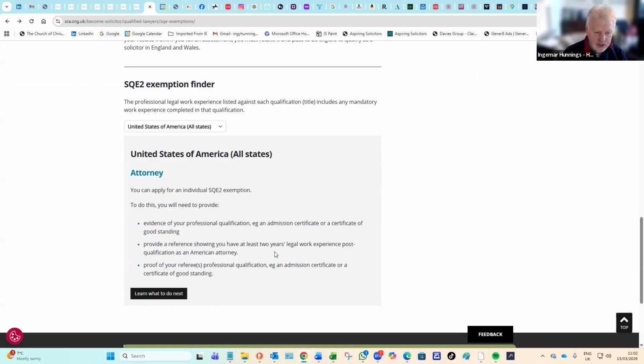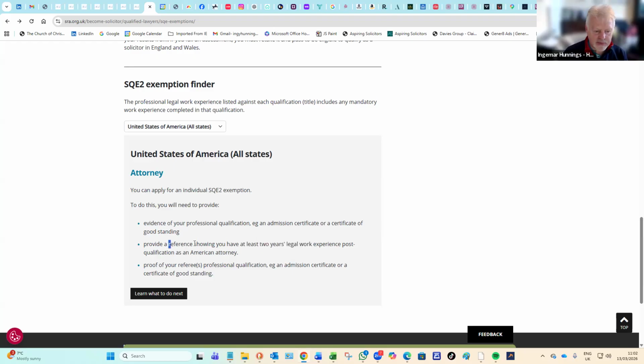Then you need to show them that you have at least 2 years legal work experience post-qualification as a US attorney. Okay. So this is done by way of a letter of reference, or it might be more than one if you had more than one period of work to make up your minimal 2 years period required legal work experience. By the way, legal work experience is a different definition from the QWE, completely different thing. So put that out of your mind.